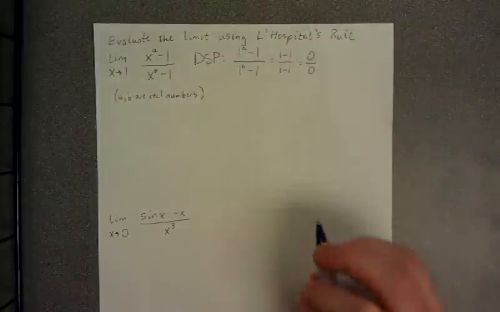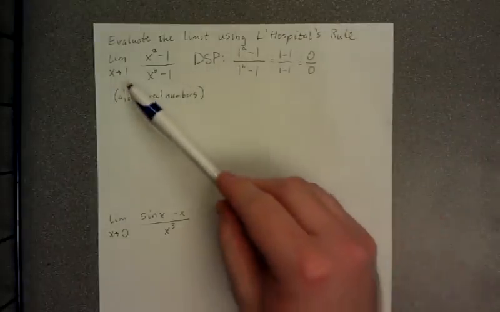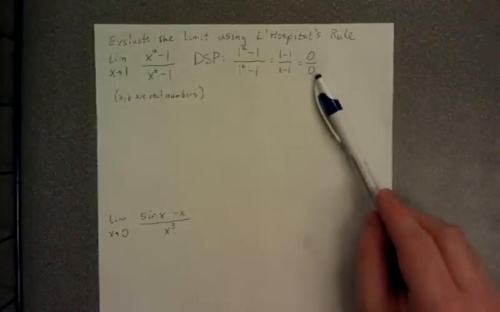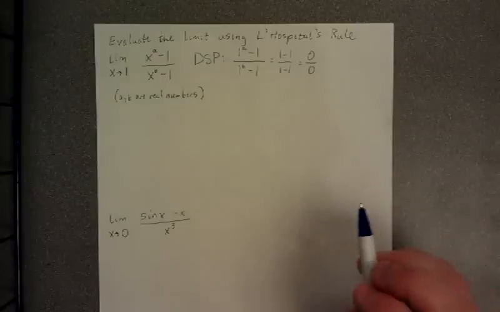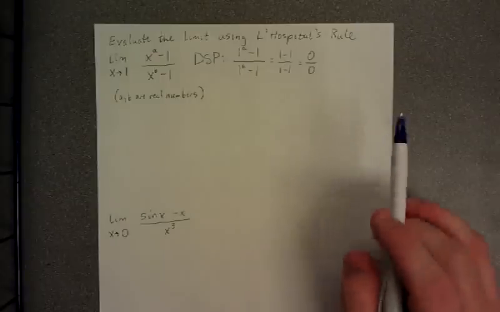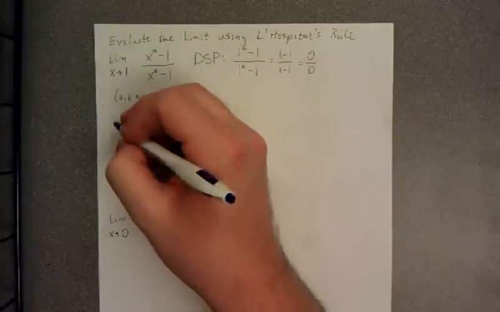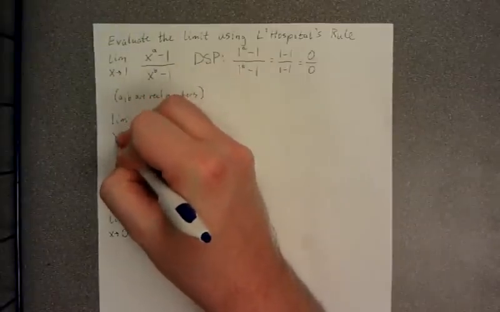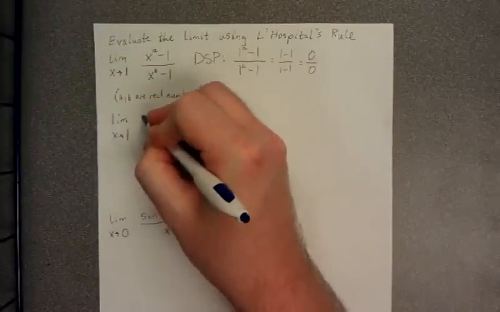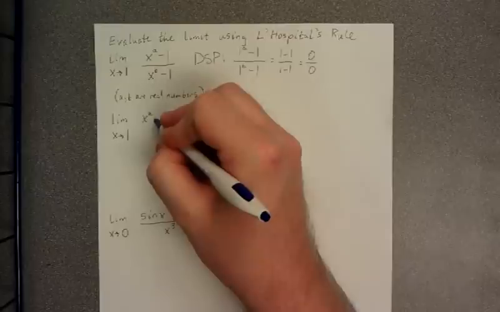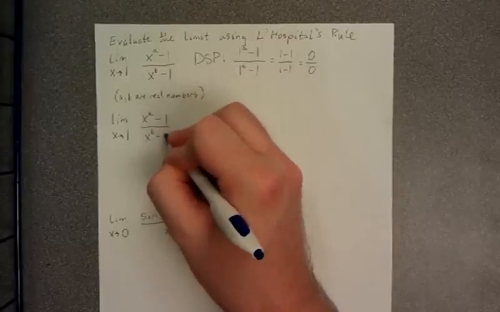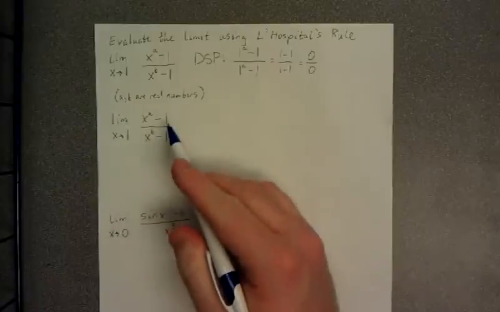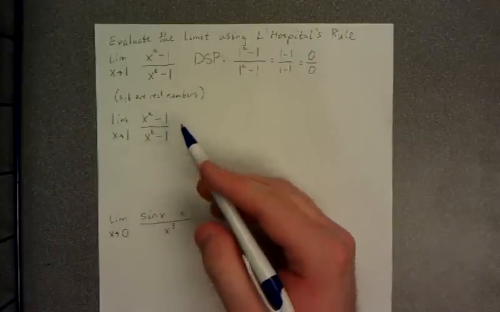Anytime we have a limit that takes the form 0 over 0 or infinity over infinity, it's what we call an indeterminate quotient. And this is the perfect time for us to apply L'Hopital's rule. So I'm going to recopy down my limit. Limit as x approaches 1 of x to the a minus 1 over x to the b minus 1. We know that this takes the form 0 over 0, which is what we called an indeterminate form. So we can apply L'Hopital's rule.